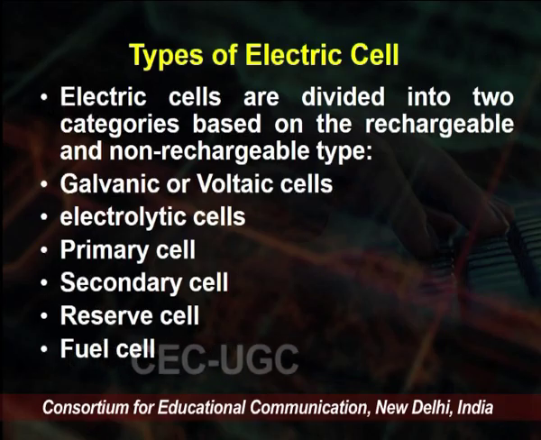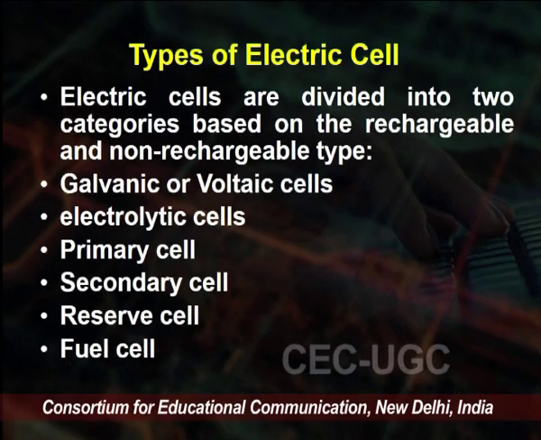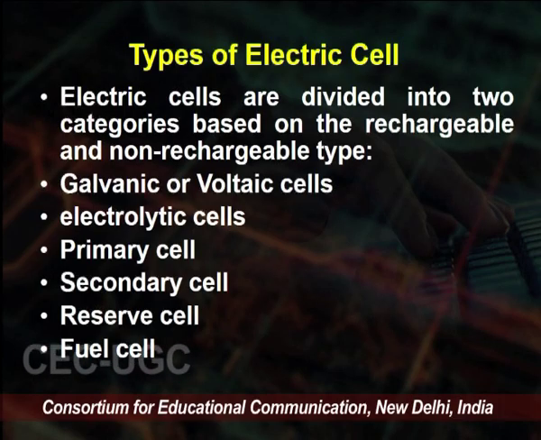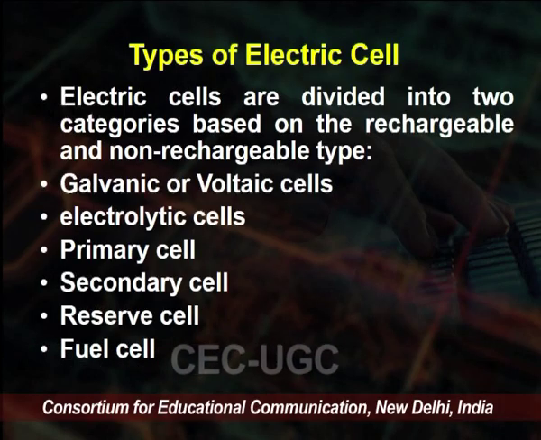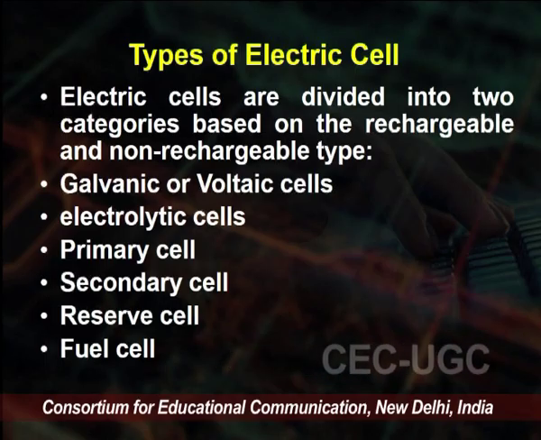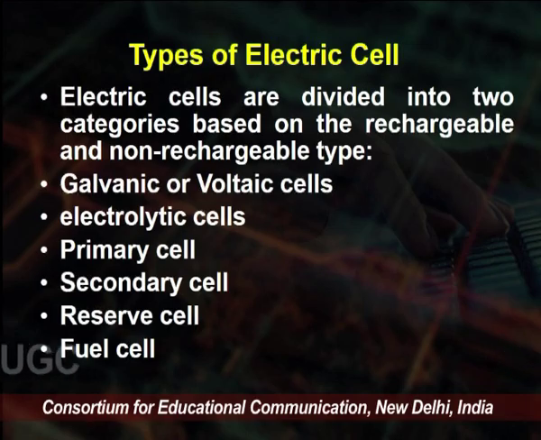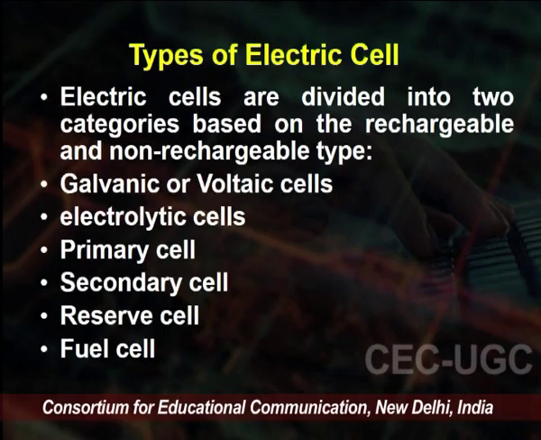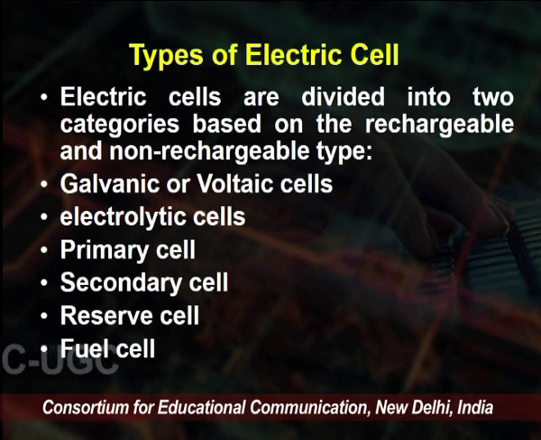Here we discuss the various types of electric cells. Electric cells are basically characterized on the basis of rechargeable and non-rechargeable types, that is, the primary and the secondary cell. But electric cells are of many types, like the galvanic cell, the electrolytic cell, the primary cell, the secondary cell, the reserve cell and the fuel cell. We will discuss them one by one.